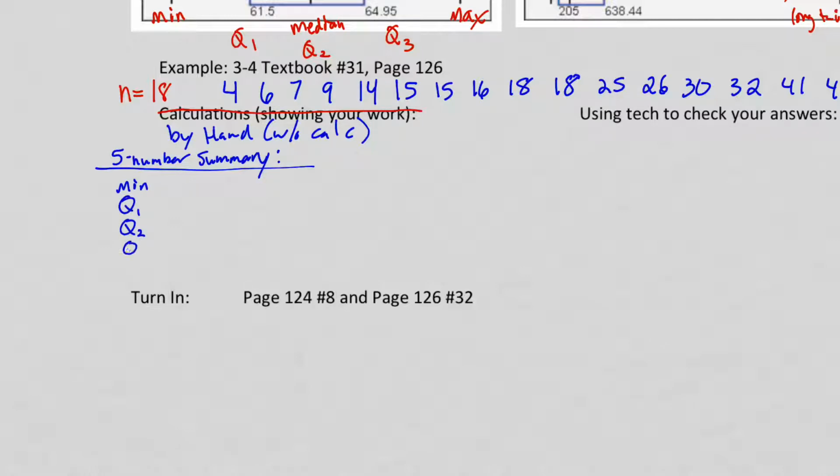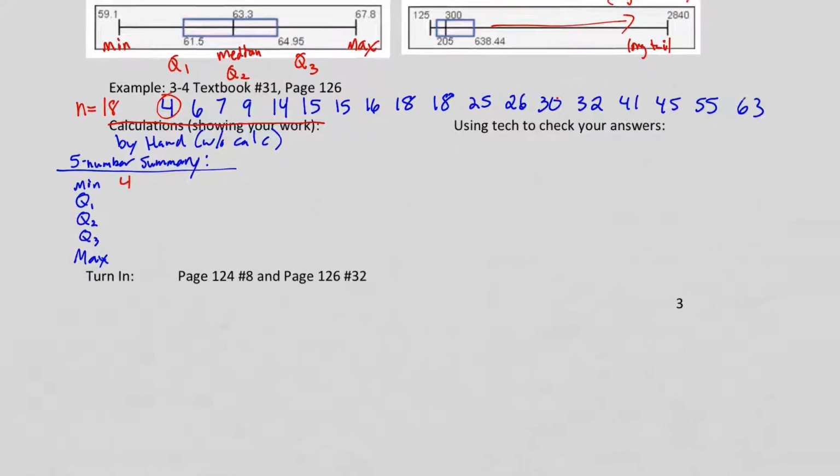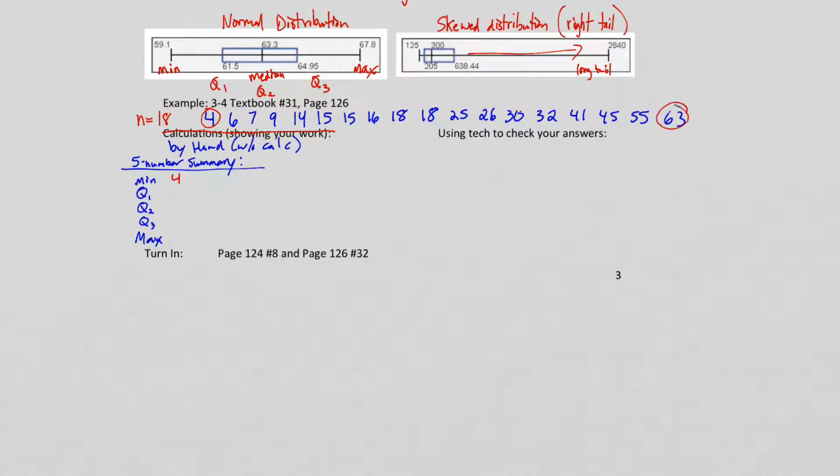Q1, Q2, Q3, and the max. Okay, those are our 5 numbers. So the easiest to start with would be the minimum. Oh, it's the first number. The maximum, the last number. Okay.